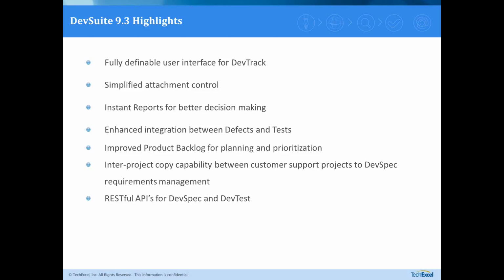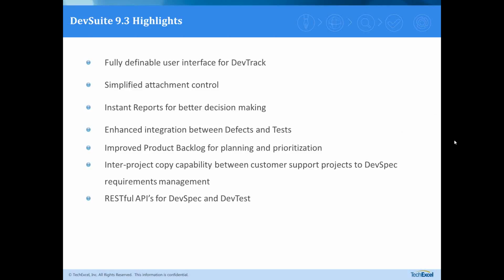The other major improvement is that we simplified the attachment control. Basically, we got rid of Java, and that removes the dependency on any Java updates. So now the attachment control is HTML based. With any Java update, you don't need to worry about updating your attachment control as well.